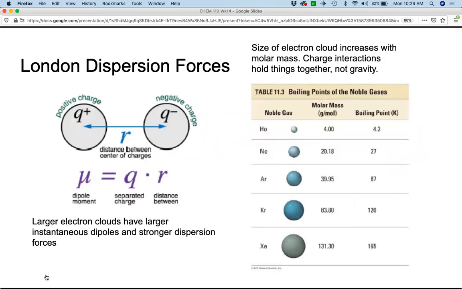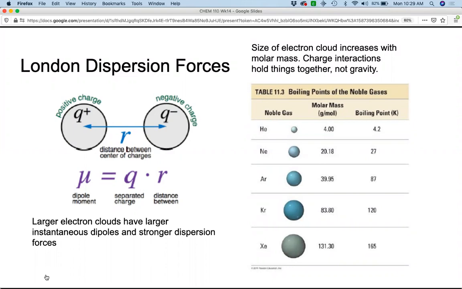So why does that matter? Well, we've just talked about this idea of a dipole moment, and now we're going to start thinking about how dipole moments influence the behavior of atoms. So larger electron clouds have larger, what we call instantaneous dipoles, and stronger dispersion forces. So the dispersion force is really whether or not a molecule in a moment can create an electron dipole, and that dipole then can influence the behavior of other electrons or other atoms that are near it.